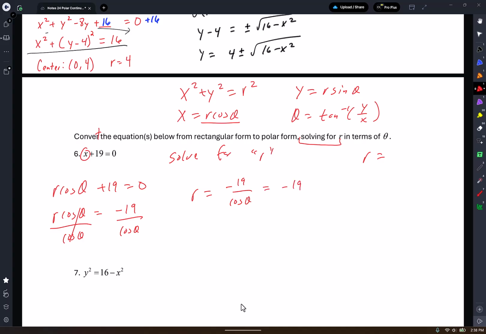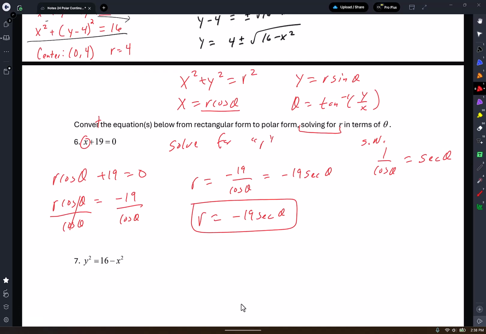What's 1 over cosine? I guess side note. Yeah, 1 over cosine is the same thing as secant. So maybe they'll have this answer: r equals negative 19 secant theta. We're okay?